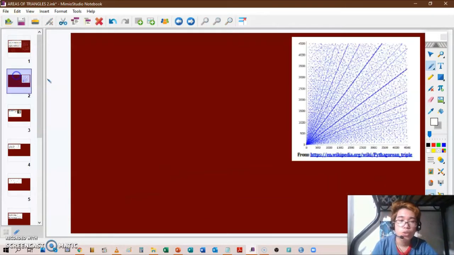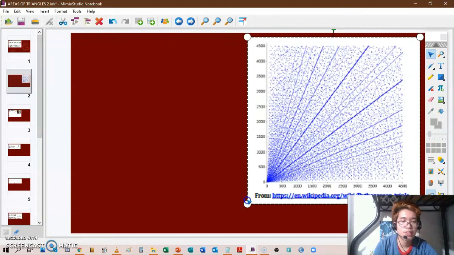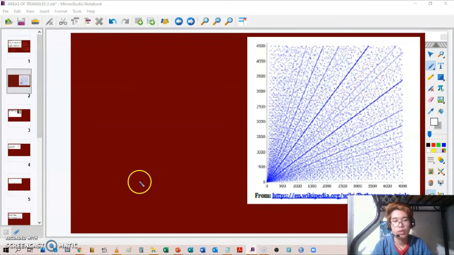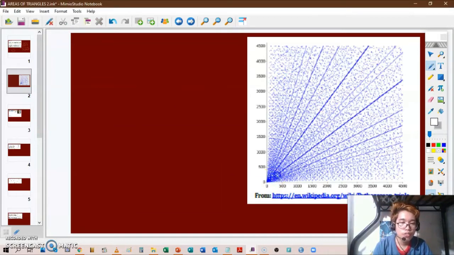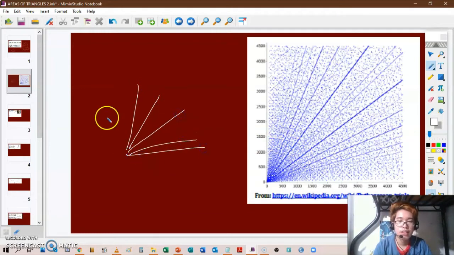Also, if we try to visualize the Pythagorean triples, they look like this. It's kind of like a pattern. These dots represent all of the sets of numbers that follow the Pythagorean triples. It was mapped using a computer, and this was the pattern that was created. It looks like the rays of a rising sun, right?